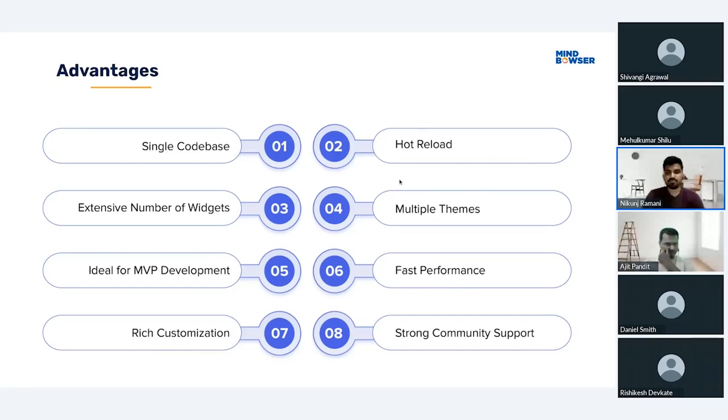Now we'll move to the next advantage, which is fast performance. Flutter native compilation enables apps built with Flutter to have fast startup times and high performance capabilities, making it an ideal choice for high demand applications. Now we'll move to the next advantage, which is rich customization. Flutter offers various pre-built widgets and customization options, enabling developers to create visually appealing and highly functional apps. This flexibility allows seamless alignment with each project's unique requirements and branding.